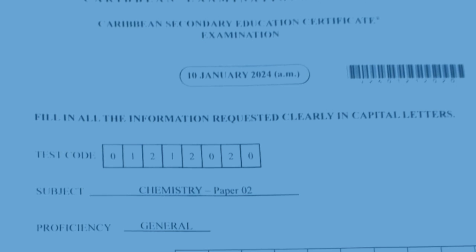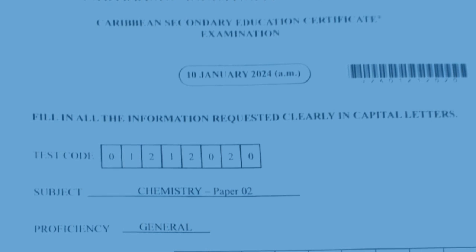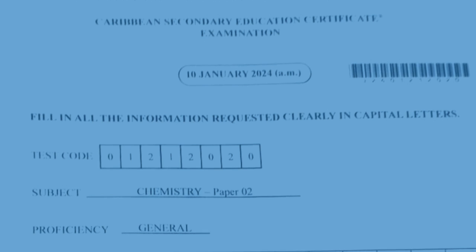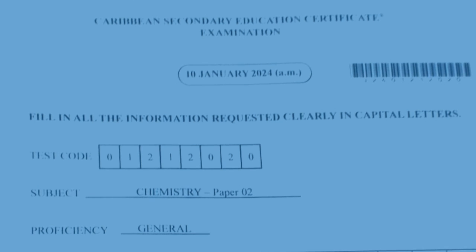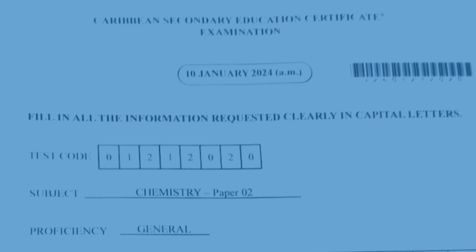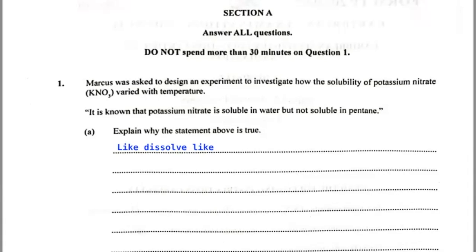25 marks, 30 minutes. So Marcus was asked to design an experiment to investigate how the solubility of potassium nitrate, that's KNO3, varied with temperature. It is known that potassium nitrate is soluble in water, but not soluble in pentane. And we should explain why the statement above is true. So we're saying that like dissolves like. So like substances will dissolve other like substances.